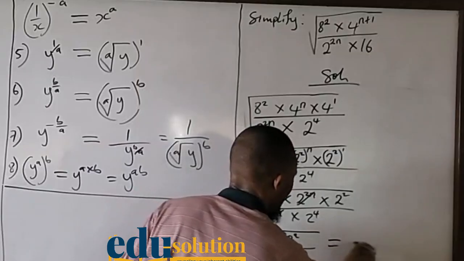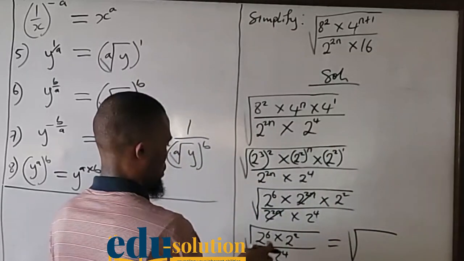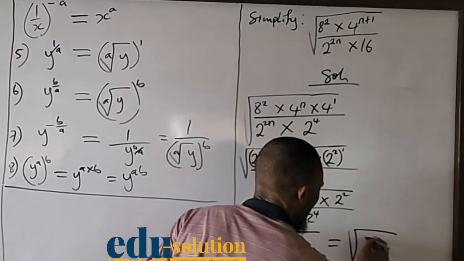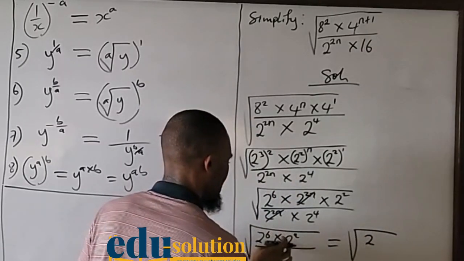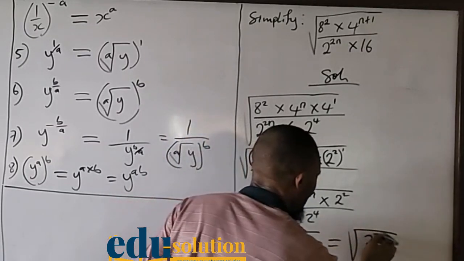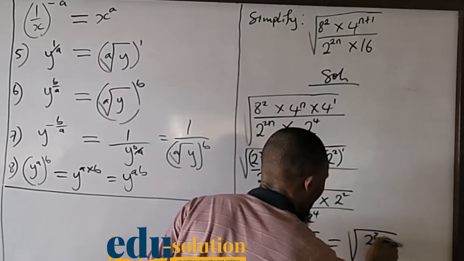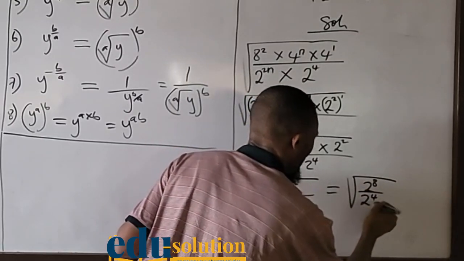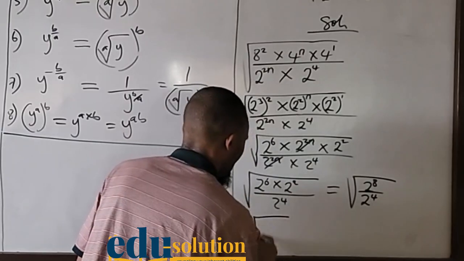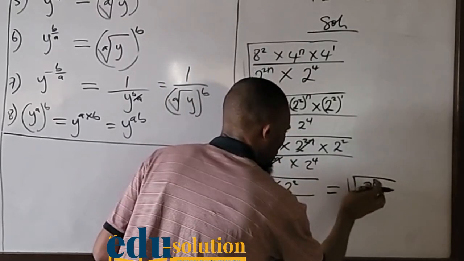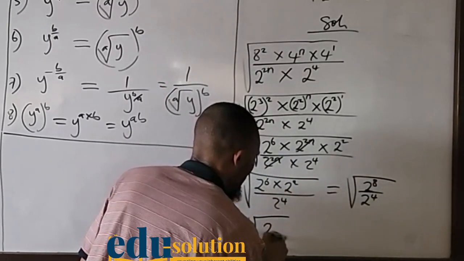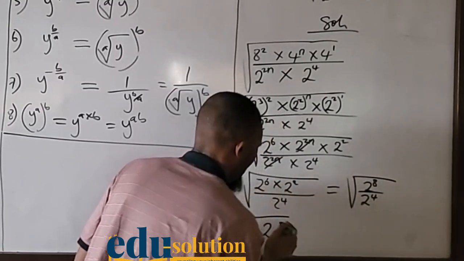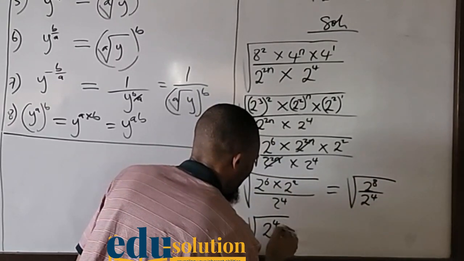If we check this out, you will see that this is 2, this is 2. We pick one of them, which is now 2, and add the power, since it's times. 6 plus 2 is 8, and then over 2 raised to the power of 4. In the same way, this is 2, this is 2, so we pick one of them and subtract the power because it's a division. 8 minus 4 is going to give us 4.